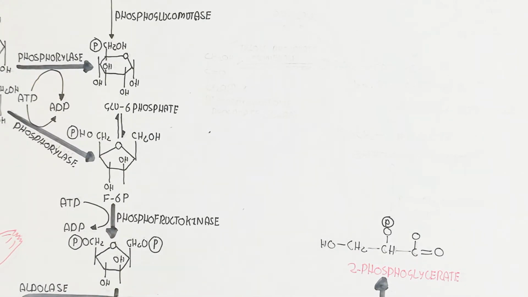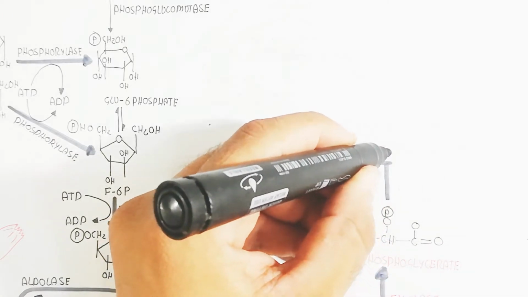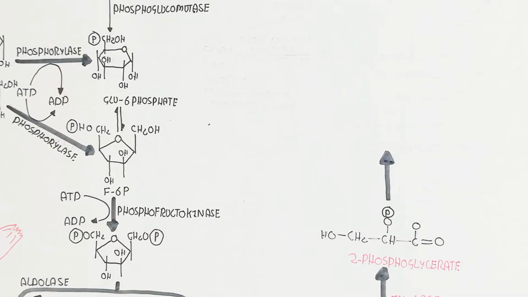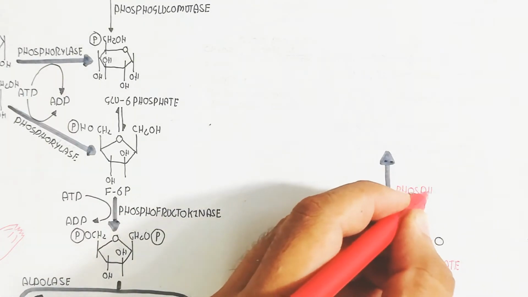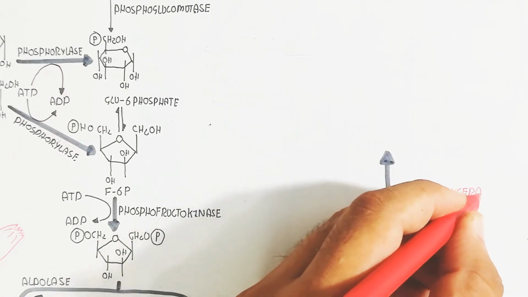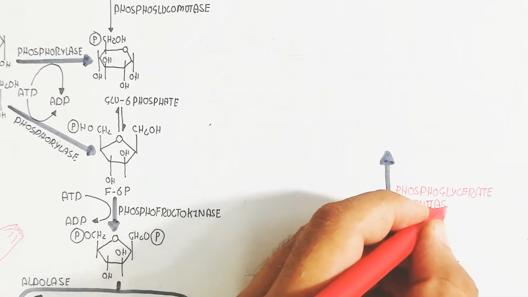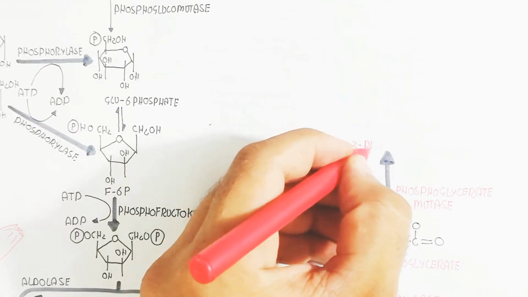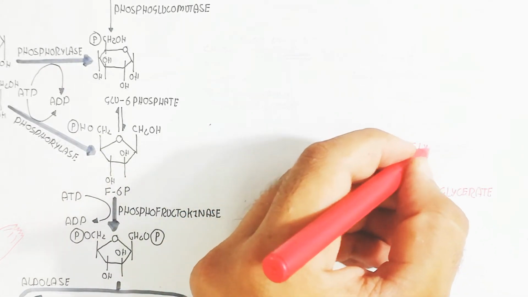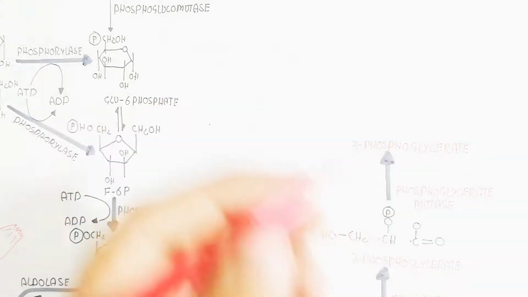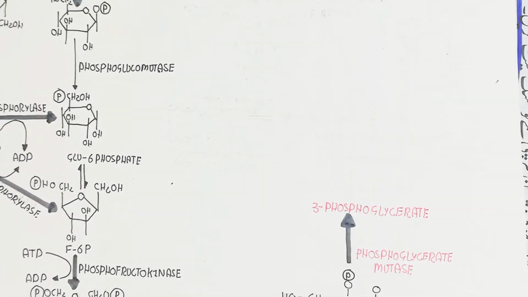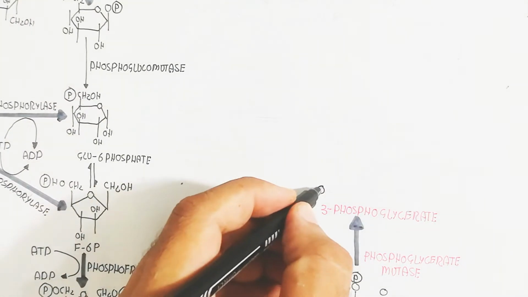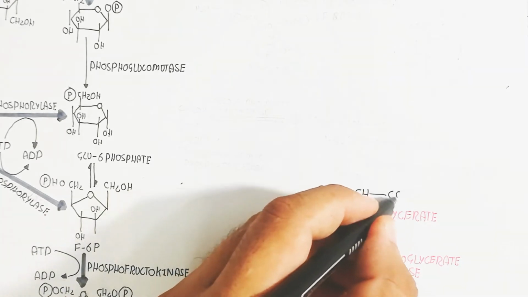And after this, the 2-phosphoglycerate, in the presence of the phosphoglycerate mutase enzyme, will undergo mutation to cause 3-phosphoglycerate, because the carbon number 3 contains the phosphate group. And the phosphoglycerate kinase enzyme is used to convert the 3-phosphoglycerate to 1,3-bisphosphoglycerate.